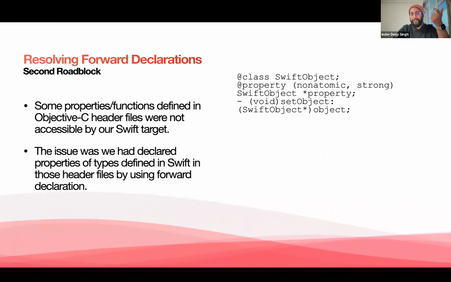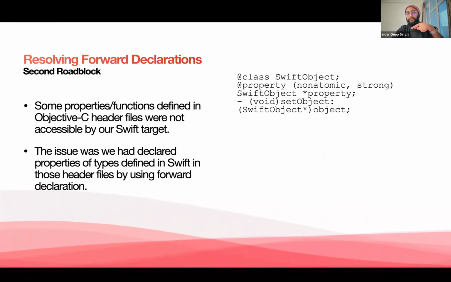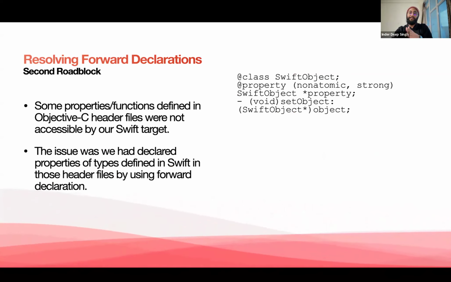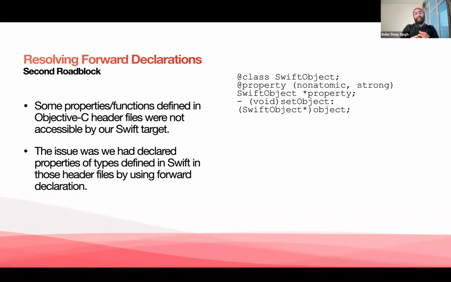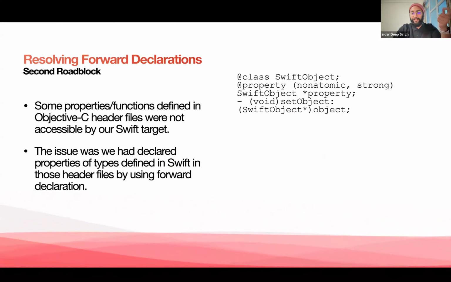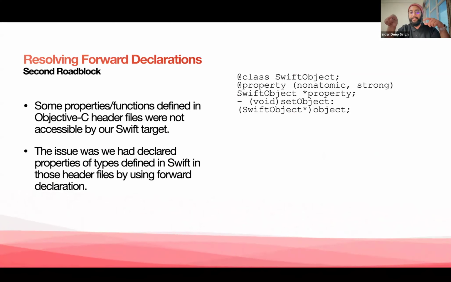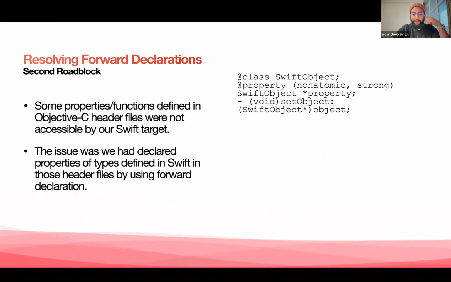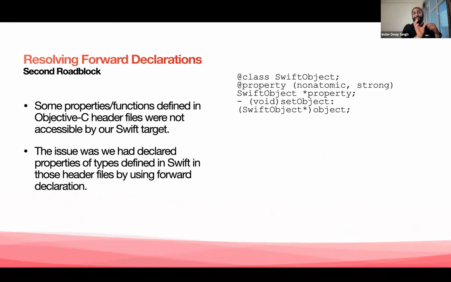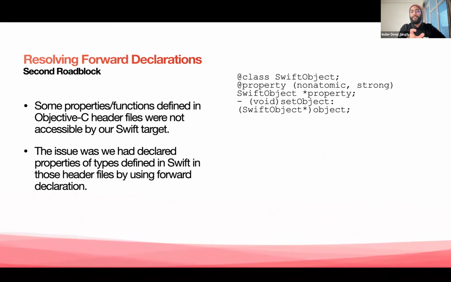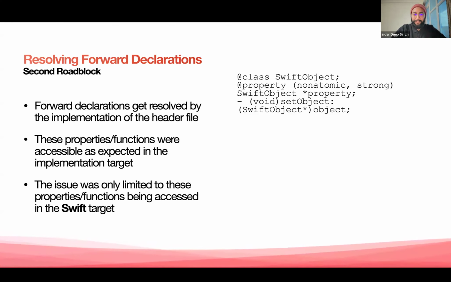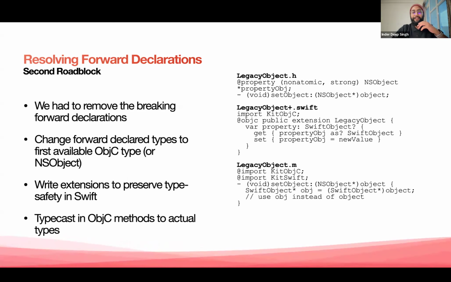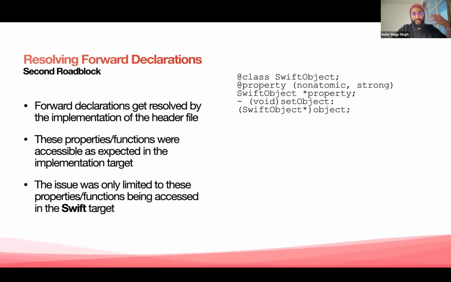So let's say if we were to have this in our code base where we are using a Swift type in the H files, then the H files would compile, but the problem would come when we are using that in the Swift target. The problem would come there because this promise that this class exists gets fulfilled in the implementation of this header file. But because our Swift target now sits in between the H and M, it was not able to access those types and these functions inside the Swift target.